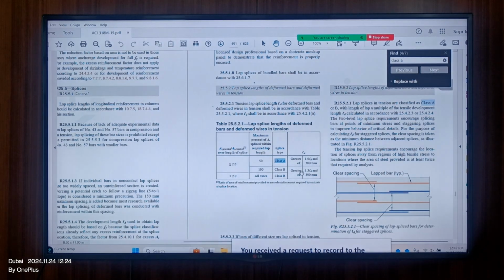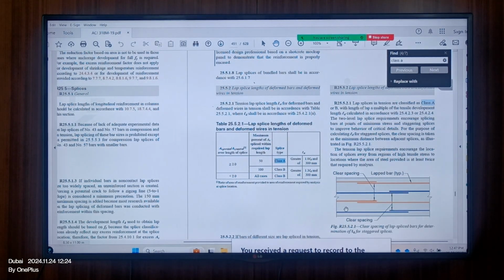Class B is either 30% extra of development length or 300 mm, whichever is greater. Which is 1.3 times of Ld and 300, whichever is greater. You get your point, right? This is the straight funda for the splice. But the splice has a correlation with the development length.